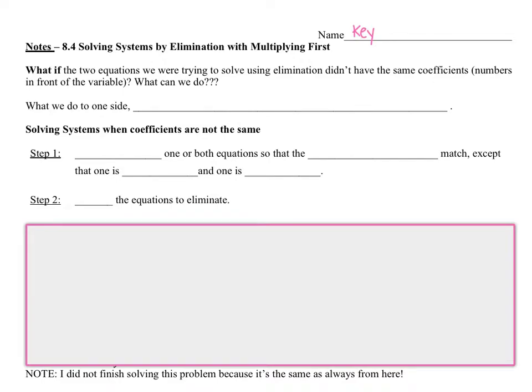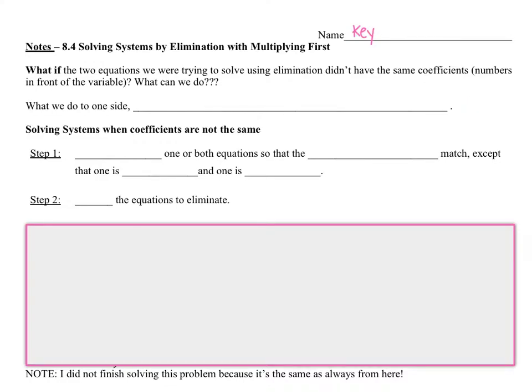And so my question is, what if the two equations we were trying to solve using elimination didn't have the same coefficients, so the numbers in front of the variable? So what can we do? So in that last lesson, you had something like 2x and the other one would have -2x. Or if it didn't have that -2x, right, we would multiply one of the equations by -1. So what if that doesn't happen? What if it's not that easy?